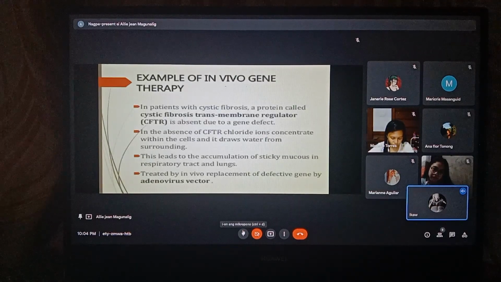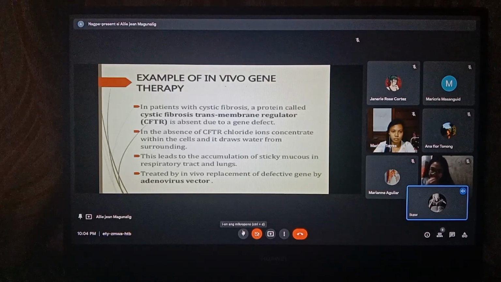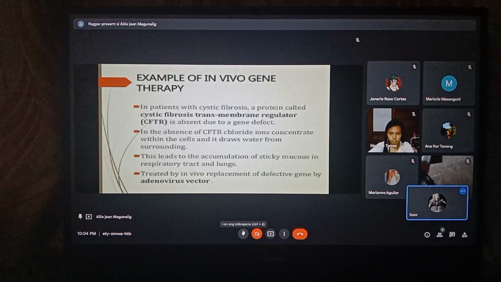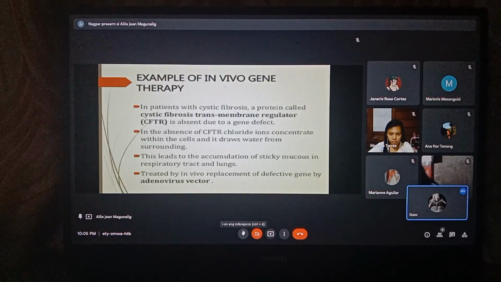Example of in vivo gene therapy: in the patient with cystic fibrosis, a protein called cystic fibrosis transmembrane regulator or CFTR is absent due to a gene defect. In the absence of CFTR, chloride ions concentrate within the cells and draw water from the surroundings. This leads to the accumulation of sticky mucus in the respiratory tract and lungs. Treated by in vivo replacement of the defective gene using adenovirus vectors.